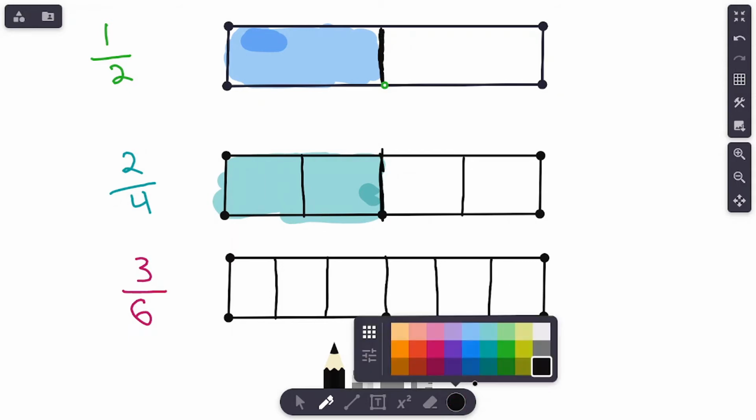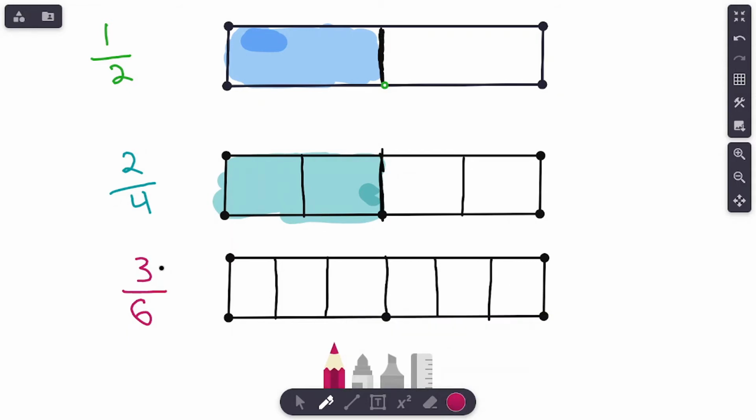What's our numerator telling us? Our numerator tells us we need to color in 3. So let me color in 3. Here's 1, 2. Trying to do a better job coloring on this one. Here is 3. All right, so I colored in 3 of the 6.